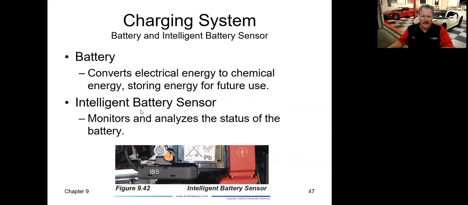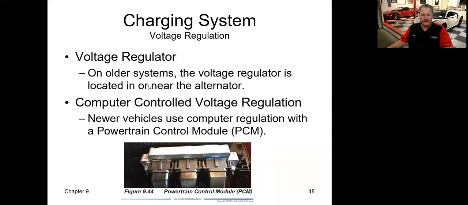Again, some batteries have monitors or analyzers, sensors built into them to measure the voltage of the battery. There's a voltage regulator that regulates the amount of voltage going to the battery. We just don't want the alternator to go full bore and recharge the battery all willy-nilly, just running 40, 50 amps back into the battery. They have a regulator that measures how the battery is doing and tells the alternator, hey, give me a little more juice or a little less juice to fill up the battery.